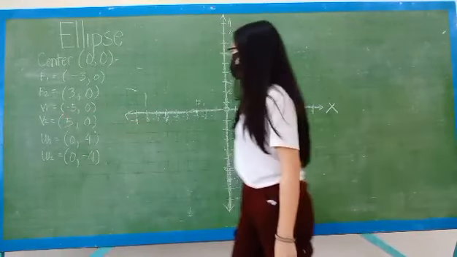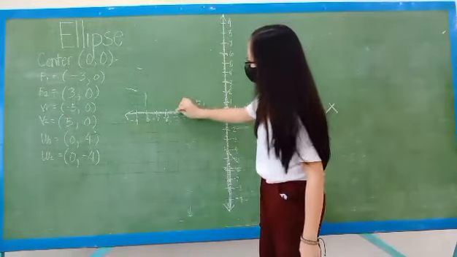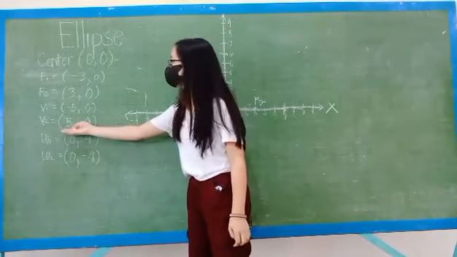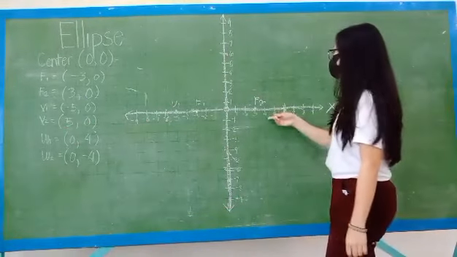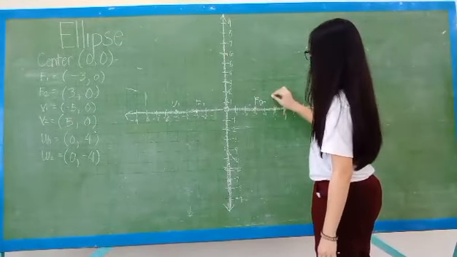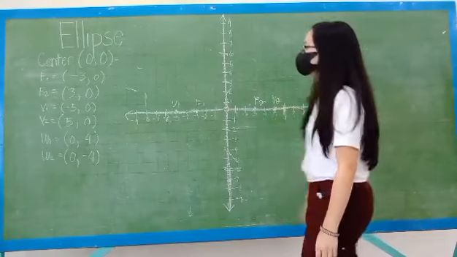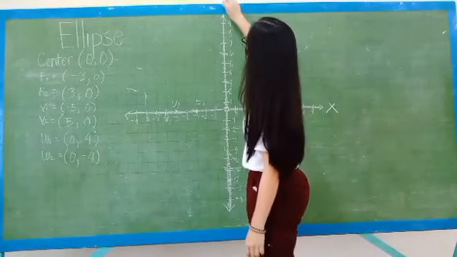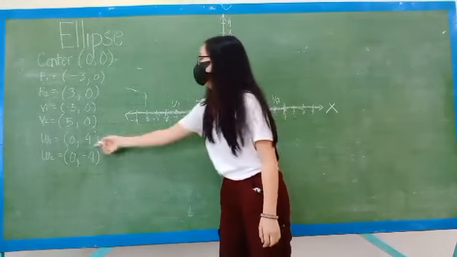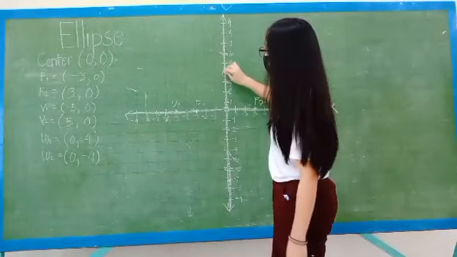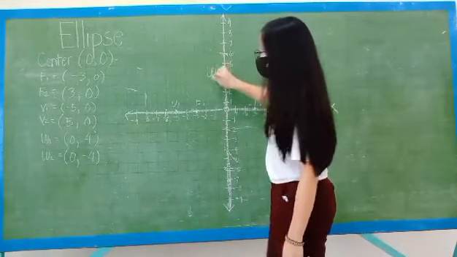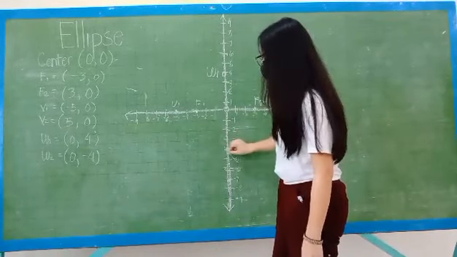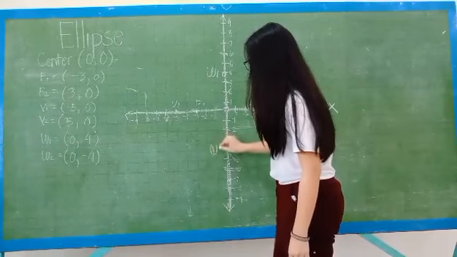Next is the vertex 1, which is negative 5. This is our negative 5, vertex 1. And our vertex 2 is positive 5. And this is our positive 5. Next is our co-vertices, which is positive 4 on the line of y. Positive 4, this is our co-vertex 1. Next is negative 4. This is our negative 4, co-vertex 2.